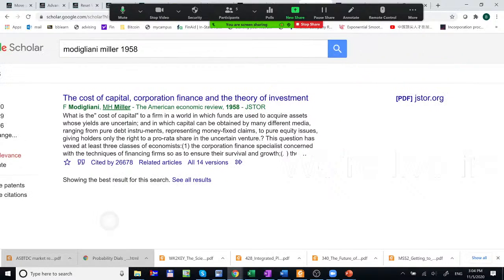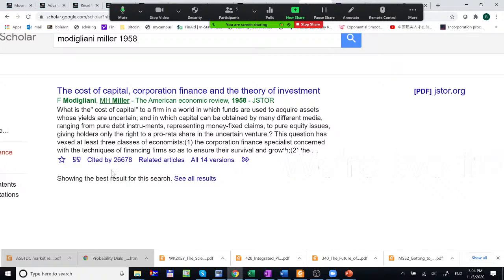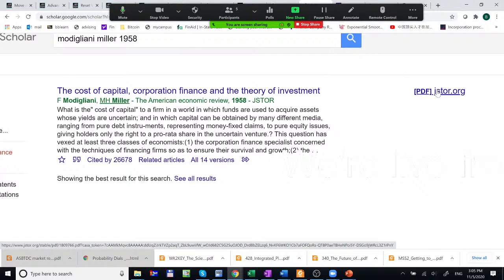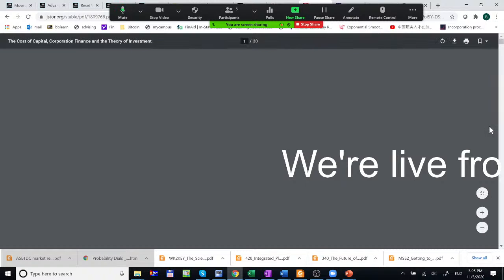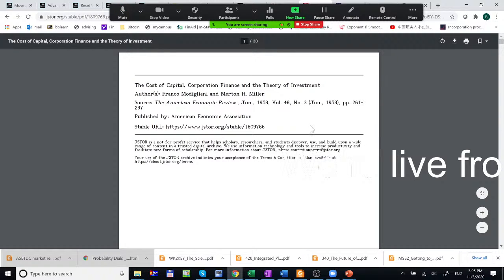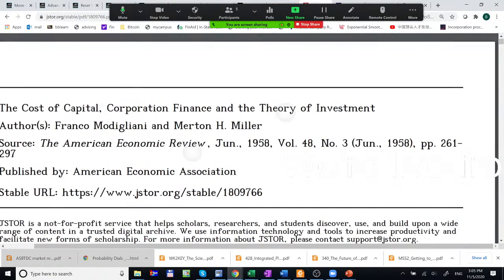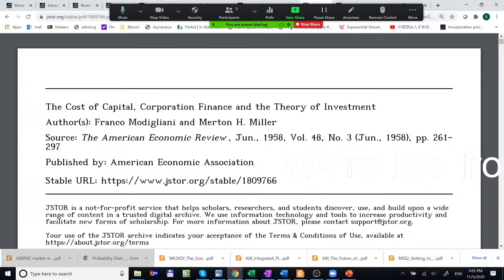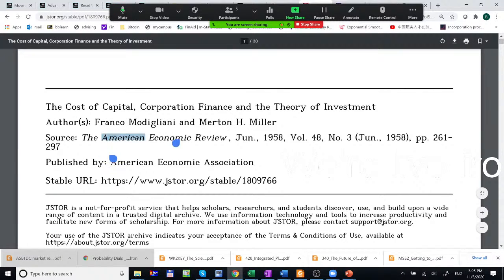Look at this paper. It has been cited 26,000 times, so it's a widely cited paper. It's a very good paper, very nice read. I really like this paper a lot, and I have read it multiple times. And if you are going to study finance for advanced degrees, I would encourage you to read this paper. And it's only 38 pages, in a very good journal called AER. Based on this work, they got the Nobel Prize.